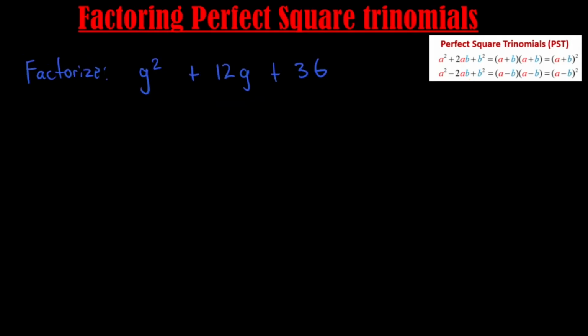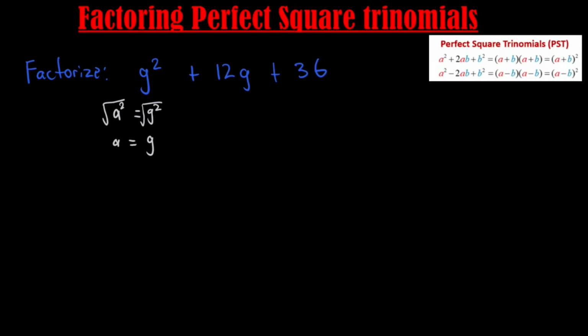Let's look at another example. We are asked to factorize g squared plus 12g plus 36. The first term is always a perfect square. So a squared is equal to g squared. When we find the square root of this, a is equal to the square root of g squared, which is just g. So g squared is a perfect square.